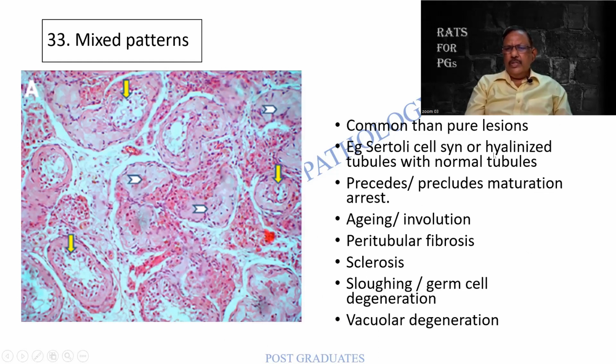For example, Sertoli cell only syndrome or the hyalinous tubules. It precludes maturation arrest. Occurs in aging or involution. Peritubular fibrosis, sclerosis is seen. Sloughing of the germ cells and degeneration is noted. For example, look at this eosinophilic material. These are all sloughed off. And there can be a vacuolar degeneration of the epithelium. So this is a mixed pattern. It is not difficult at all. You combine the previous three patterns, it is a mixed pattern.